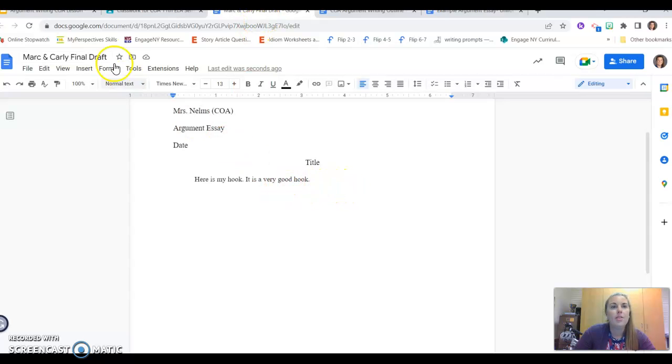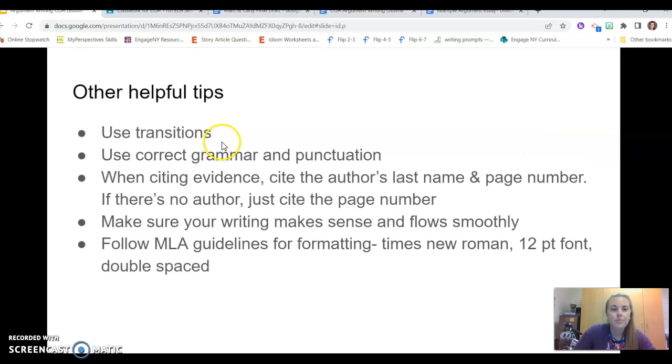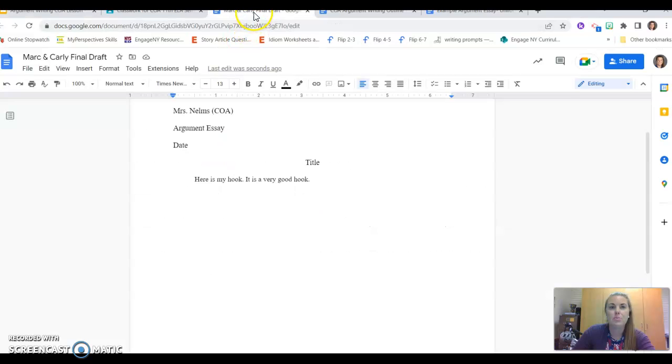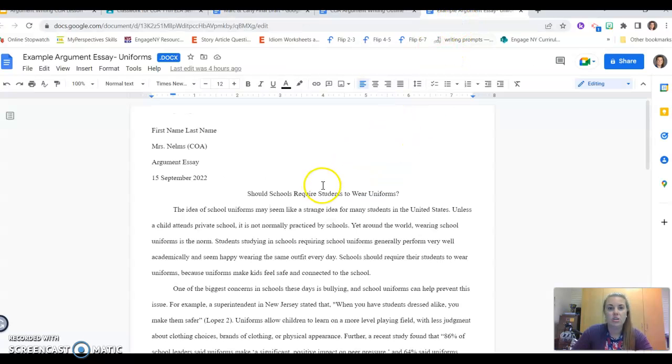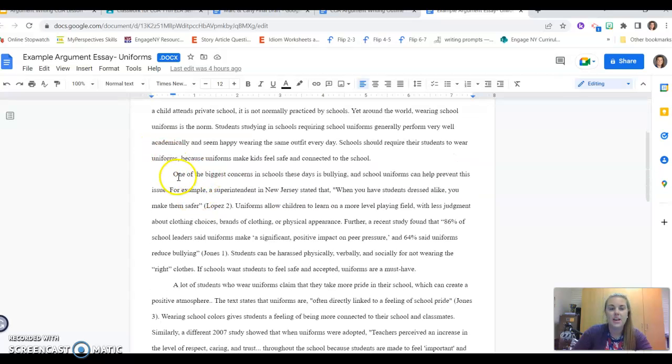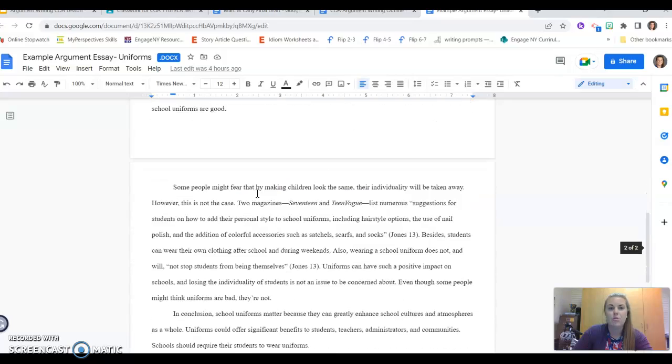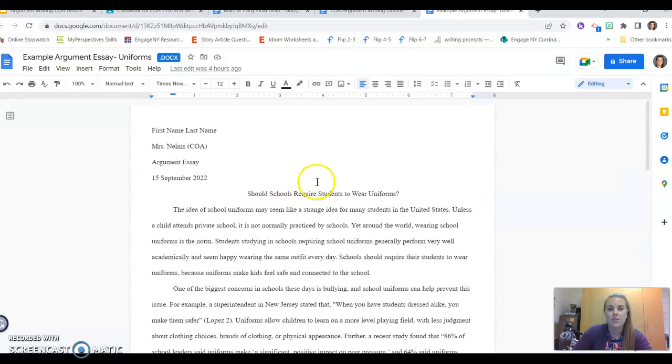Let's see, a couple other things to go over. Use transitions. Make sure your paper flows. Use correct grammar, spelling, and punctuation. When you cite evidence, we kind of talked about that already. Make sure your writing flows. Use MLA guidelines. So Times New Roman, 12-point font, double spaced. And yeah, so you'll type your essay in there. An MLA essay will look like this, formatted. So tab in, double spaced, Times New Roman, 12-point font. Okay, that is how your essay should look when it's done.